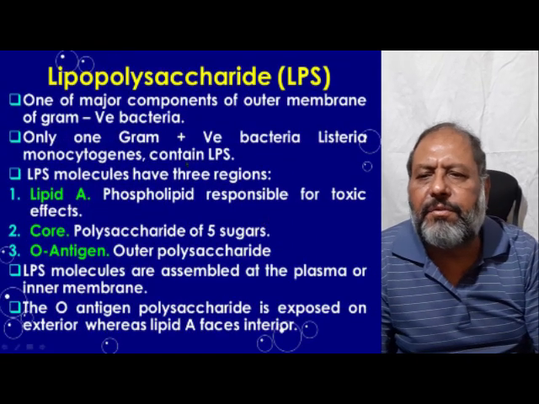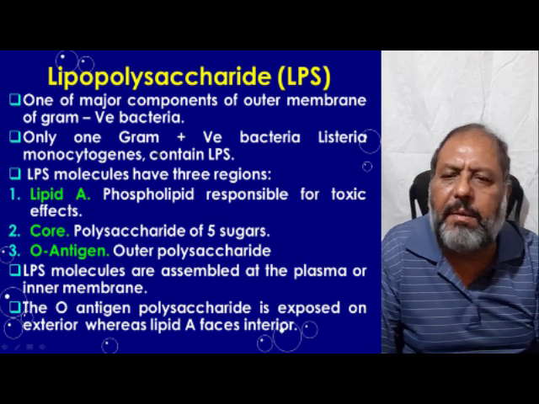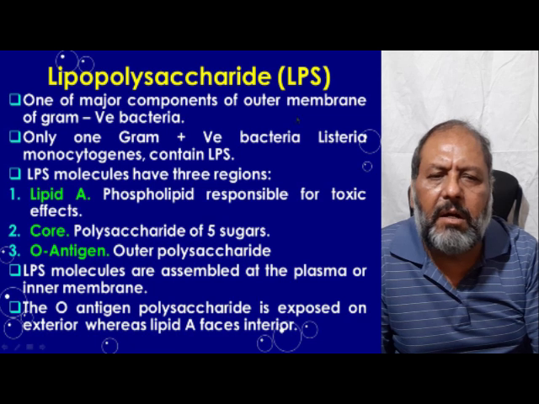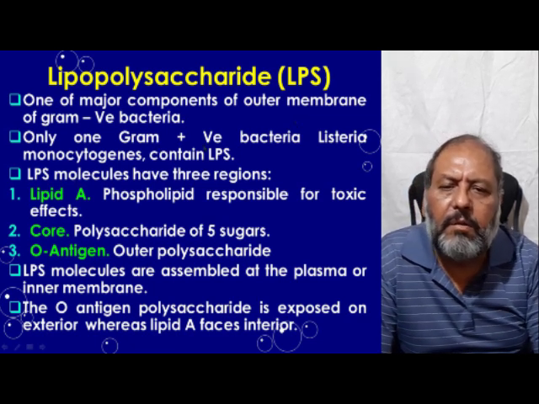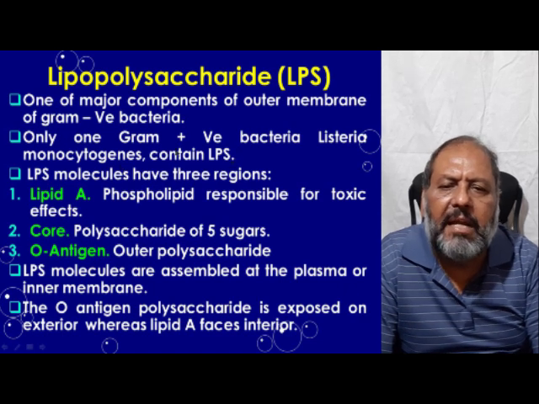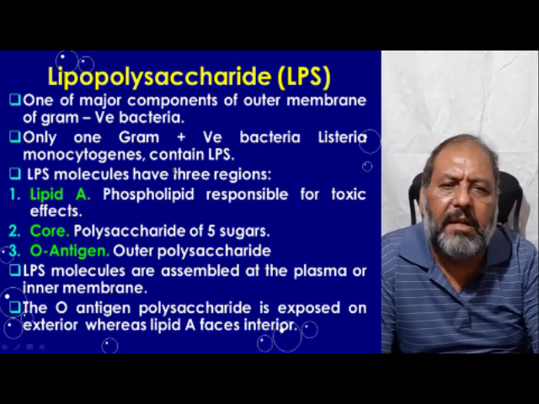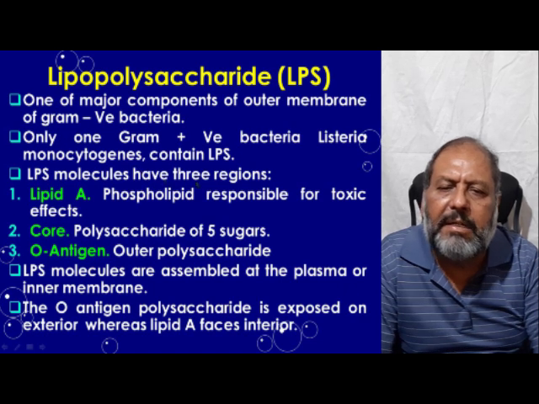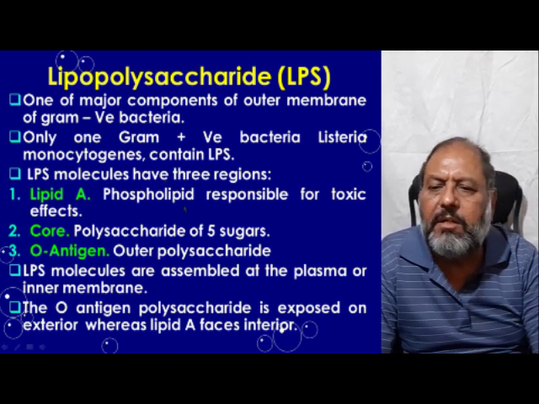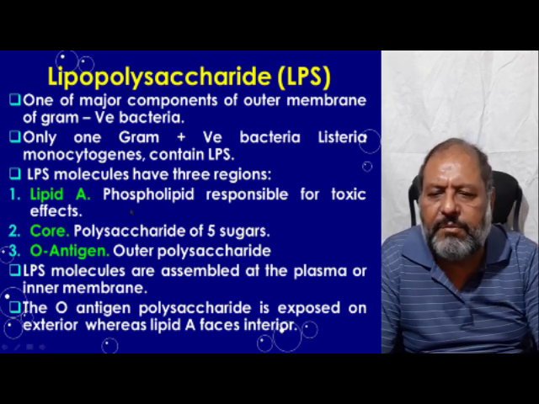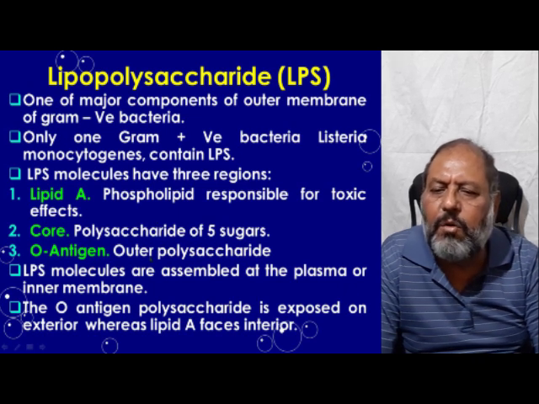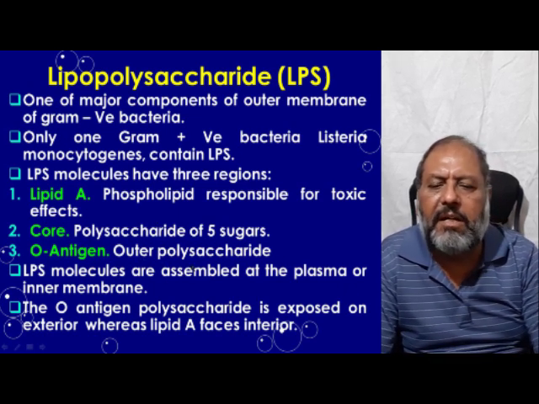Lipopolysaccharide, LPS, is one of the major components of the outer membrane of the gram-negative bacteria. It is part of the gram-negative bacteria outer membrane. Only one gram-positive bacterium, Listeria monocytogenes, contains LPS. Otherwise, it is not present in gram-positive bacteria. LPS molecules have three regions: lipid A, a phospholipid, responsible for the toxic effect of the gram-negative bacteria; the core, the polysaccharides of 5 sugars; and the O antigen, which is the outer polysaccharide.